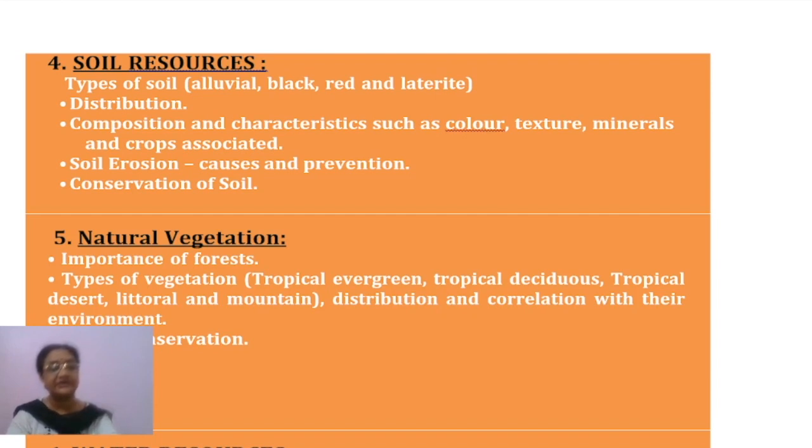Next is natural vegetation, the importance of forests, and besides that the types of vegetation. All the different types of vegetation we have to cover: tropical evergreen, tropical deciduous, tropical desert, then littoral, and mountain type. All five types of vegetation you have to cover. Then their distribution and correlation with their environment, how they are adapted to the surrounding environment. All these conditions you have to study. And the last topic under this chapter is forest conservation, which you also need to cover.